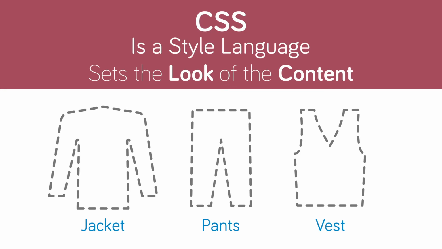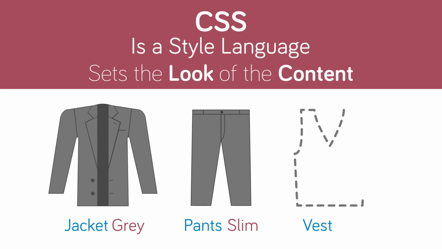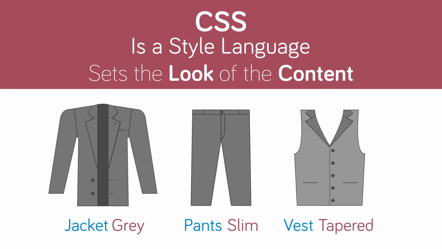Again, if we were making clothes, we could decide on aspects like the color of the fabric, the amount of room in the fit, and the shape of the cut. This is basically what CSS does. It dictates how everything on a web page should look.